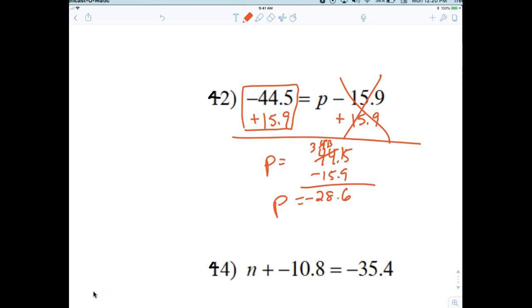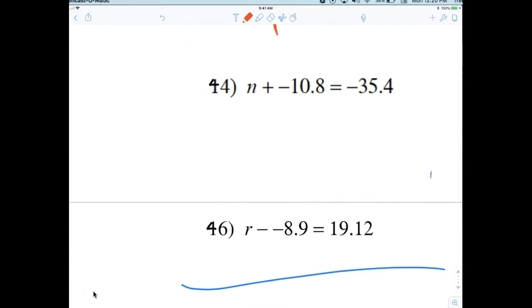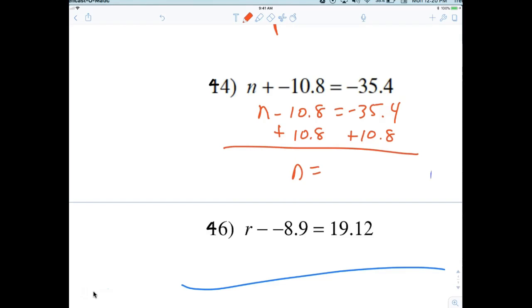Good? All right, here we go. Now I want to rewrite number 44: n minus 10.8 equals negative 35.4. So how do I get rid of minus 10.8? That's right, you add 10.8. So n equals, now is the answer positive or negative? Negative.